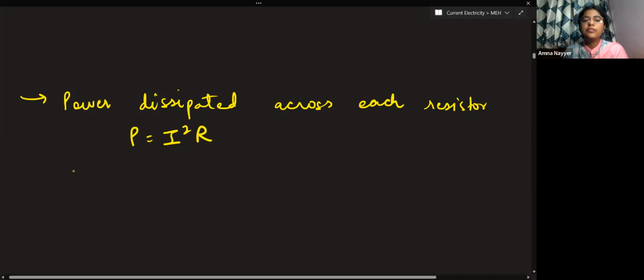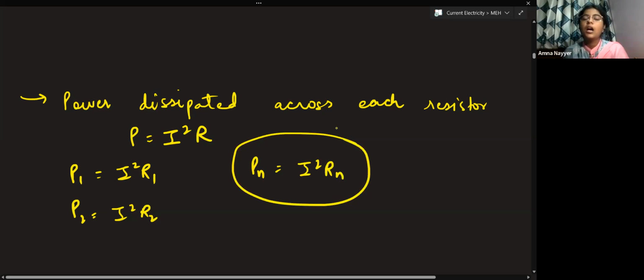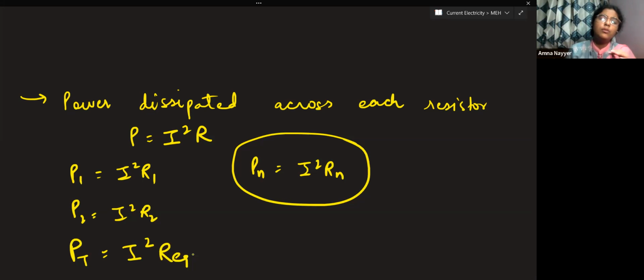So for the first resistor, it becomes I square R1. For the second resistor, that becomes I square R2. For the nth one, power will become I square Rn. Or if power across the whole circuit is asked, the total power will be, current will be the same, you can just use R equivalent. R equivalent will give you the resistance across the whole circuit. Fine, so this way you can do.